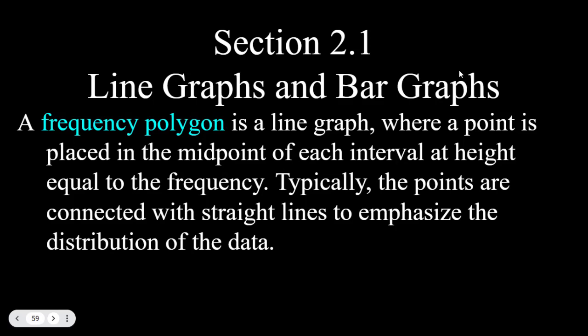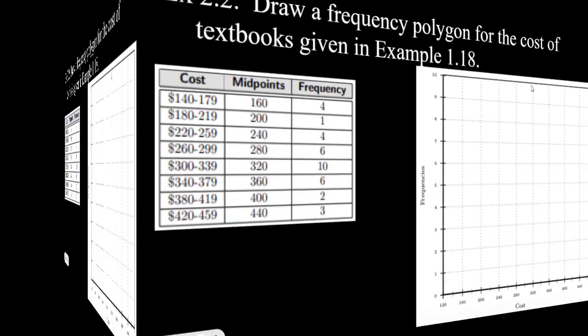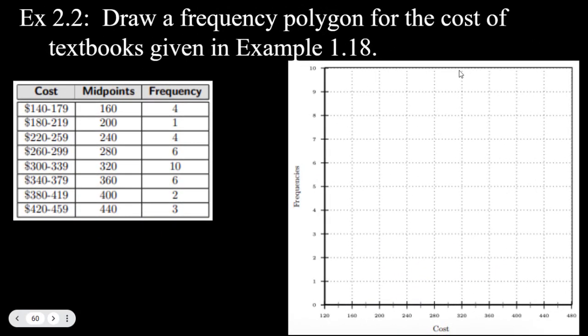So I'm going to show you how to do a frequency polygon. Here's an example that we had: draw a frequency polygon for the cost of textbooks given in example 118. And notice we've got a table already given to us. One thing I do want to mention is the way they found the midpoints was different than what we talked about in the last class, but we're going to use the midpoints that they've given us because it's convenient with the table that we have here.